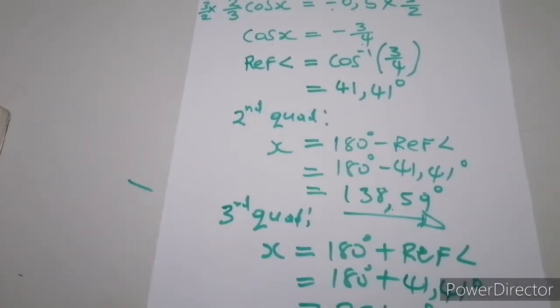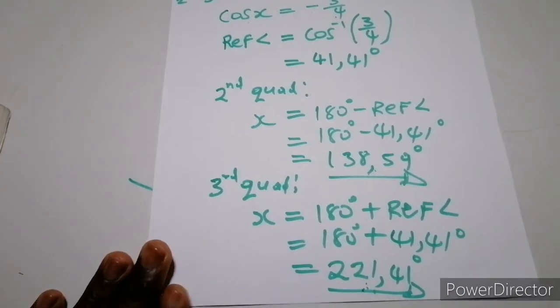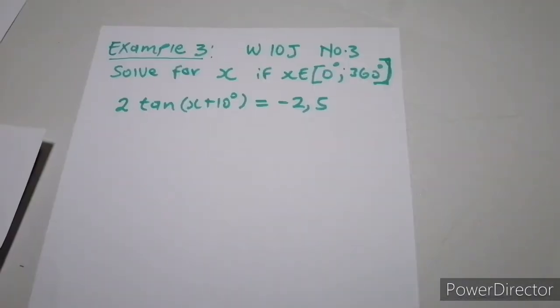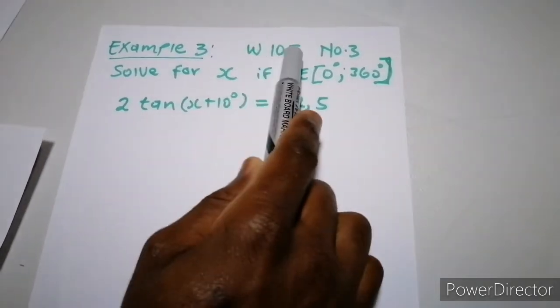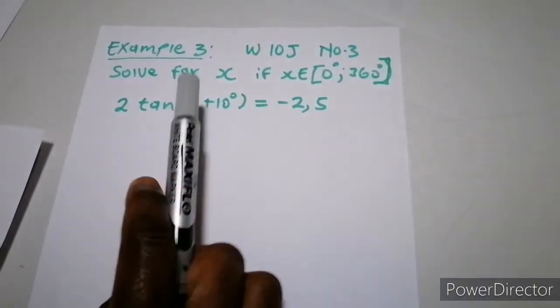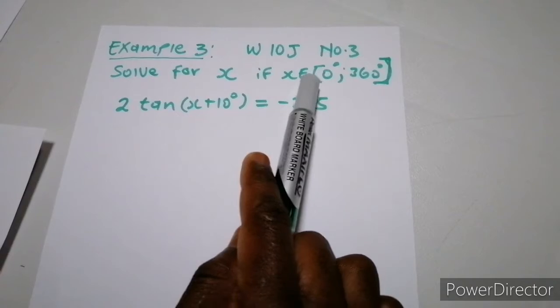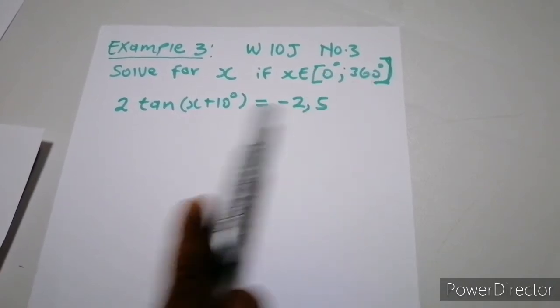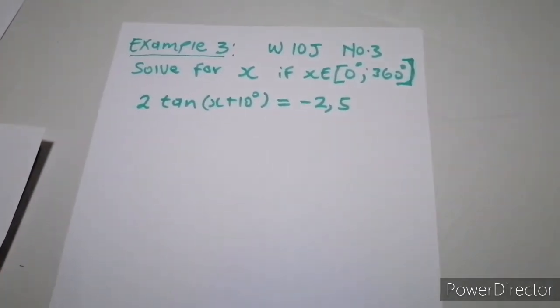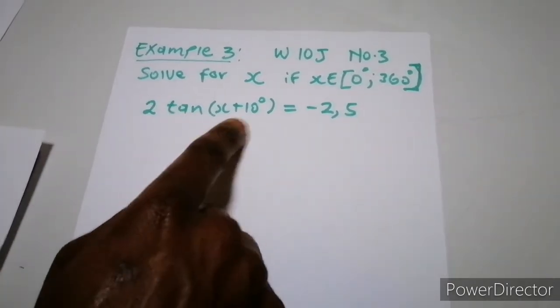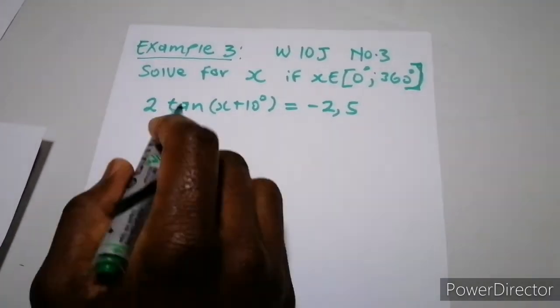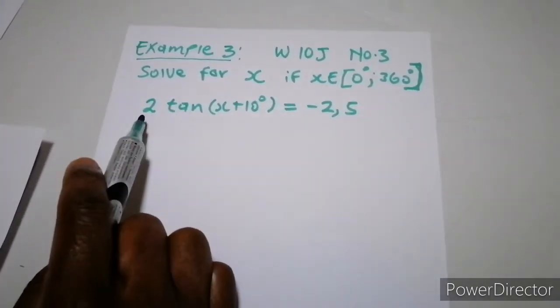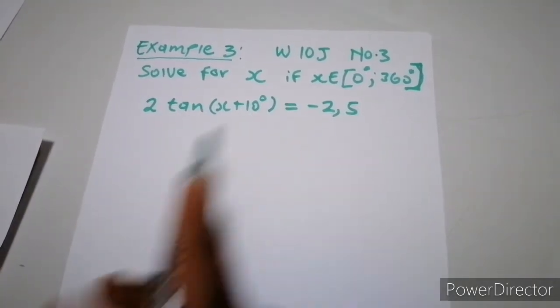Right, let's do another example about the tangent. The third example from worksheet 10J number 3. Solve for x, where x is an element of 0 degrees up to 360. We are given an equation here. What you're going to do is the same thing. You're going to rearrange so that we remain with the function of an angle. Firstly, we're going to divide both sides by 2.